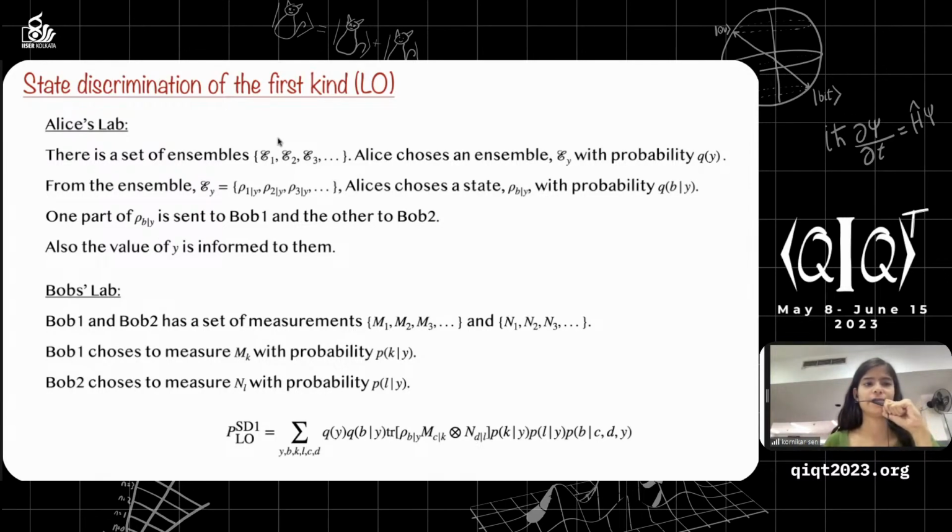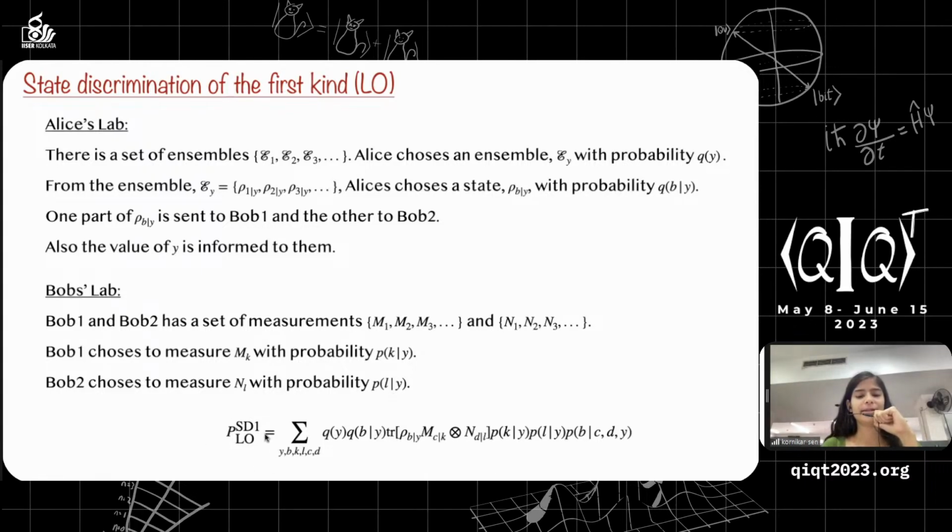In this first kind of discrimination task, we also say that Alice has given the information of Y to the Bobs. Now in the Bobs' labs, Bob 1 and Bob 2 have sets of measurements M1 to M3 and N1 to N3. These are the measurements available in Bob 1's lab and these are the measurements available in Bob 2's lab. Now since they have the information of Y, Bob 1 can choose a measurement from this set with some probability p_k given the information of Y. Similarly, Bob 2 can choose a measurement N_l with probability p_l given the information of Y.